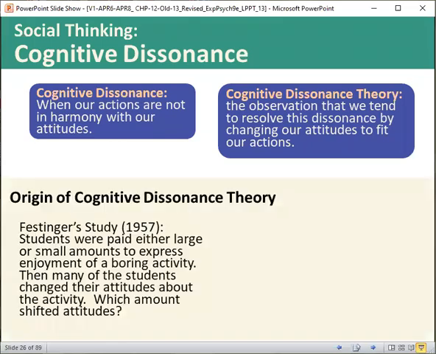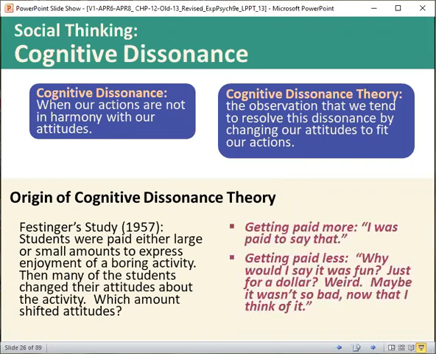The origin of cognitive dissonance theory happened when there was a study by Leon Festinger, 1957. Students were paid either a large or small amount of money to express enjoyment of a boring activity. So they did a boring activity and they were either paid a large sum of money to say, oh yeah, I enjoyed it, I liked it, or a small amount of money to say, oh yeah, I enjoyed it, I liked it. Then many of the students changed their attitudes about the activity. So they would measure what they really thought about the activity as well.